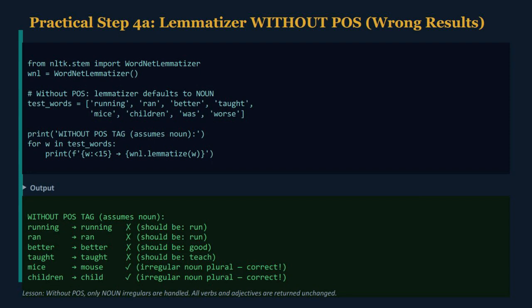Without a POS tag, the lemmatizer assumes every word is a noun. It correctly lemmatizes mice to mouse and children to child because these are irregular noun plurals that appear in the WordNet lexicon. But it fails on the verbs running, rain and tart because when treated as nouns, they have no known inflected forms to normalize. So they are returned unchanged.